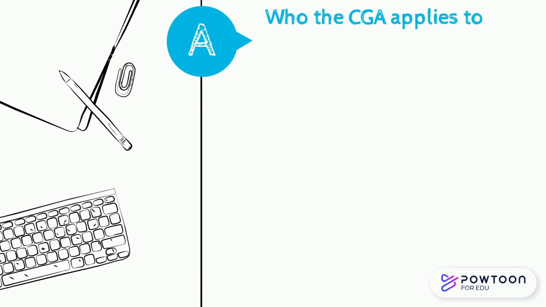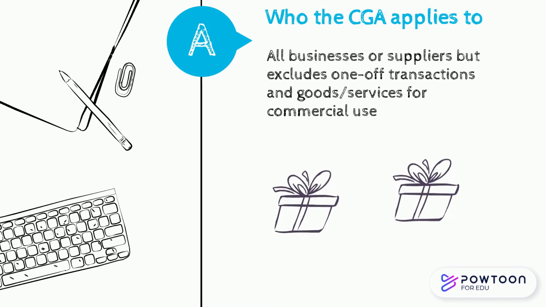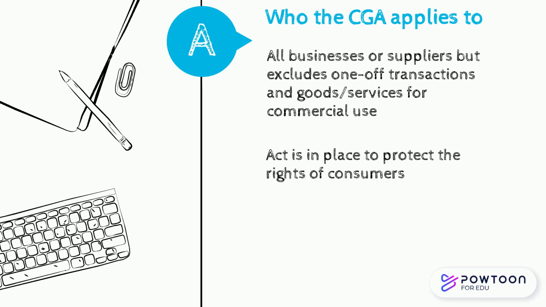So who does the CGA apply to? The Act applies to all businesses and suppliers, including second-hand organisations, online auctions or even gifts, but excludes one-off transactions like garage sales and goods or services bought for commercial use like heavy machinery. The Act is in place to protect the rights of consumers.